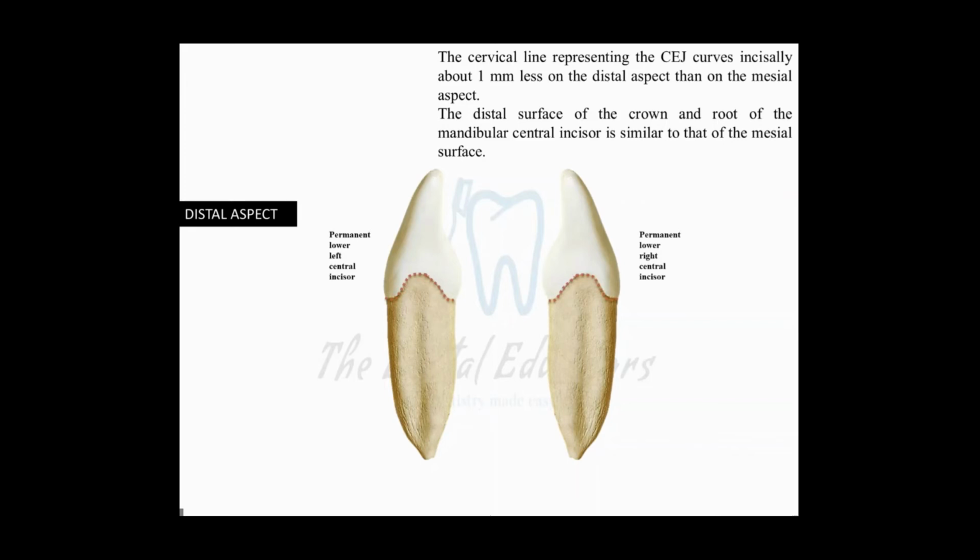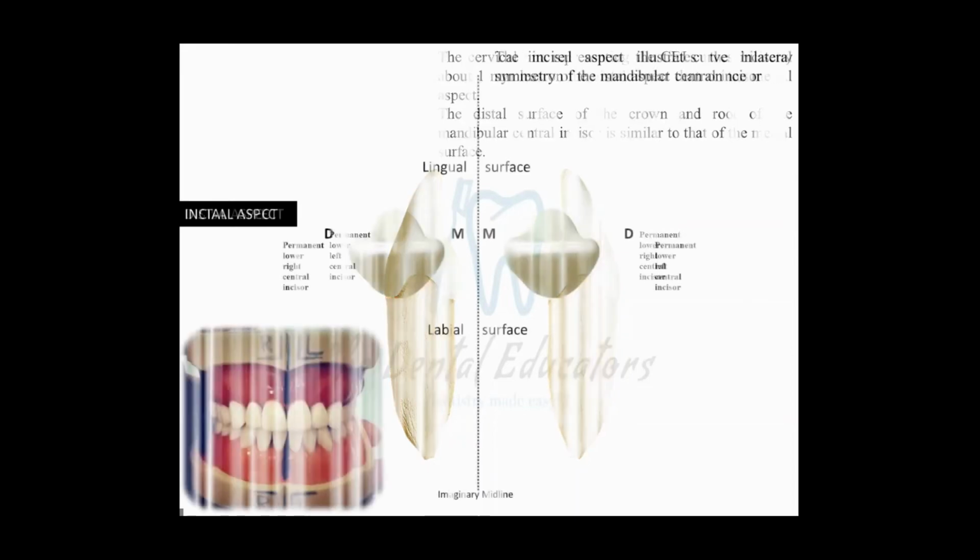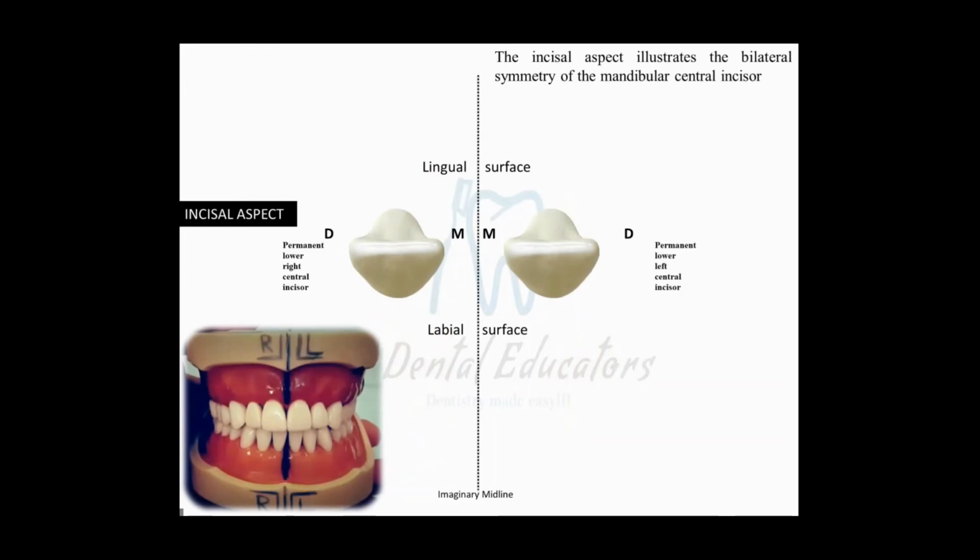Now the distal surface of the crown and root of the mandibular central incisor has the same kind of features which we see on the mesial aspect. What was that? If you could recall, in the previous slide we discussed that if we make a line passing in the midline of the root, then you will see that the incisal ridge is placed lingually. Similarly, the incisal ridge area is placed lingually on the distal aspect as well. So it's a similar kind of feature which you see for both the mesial and the distal aspects of the mandibular central incisors.